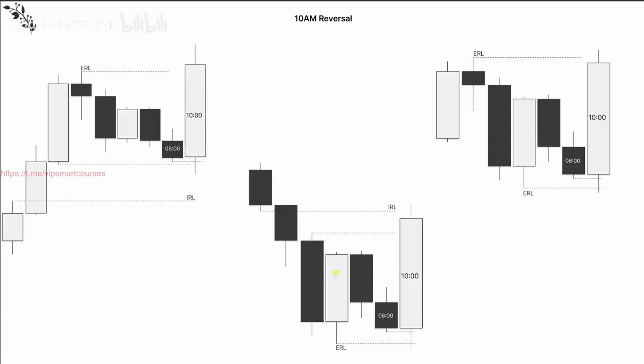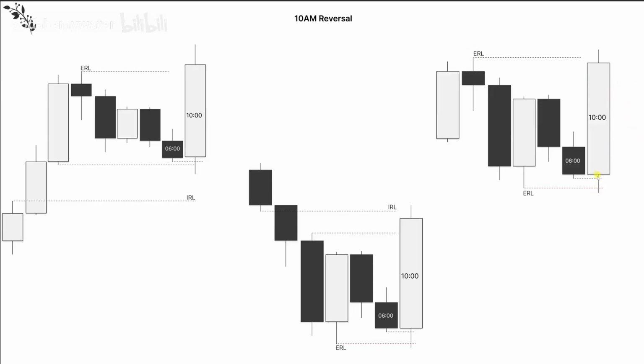As you can see here on this example on the bottom, we have something very similar. We come, manipulate the 6 a.m. candle's low, trade into this ERL, then have our liquidity paired with this IRL. And then on this example on the top right, we have price come, manipulate this external range liquidity, manipulate the 6 a.m. low, then starts to expand away towards this external range liquidity.